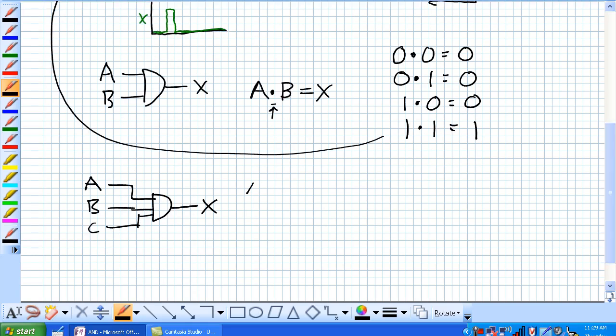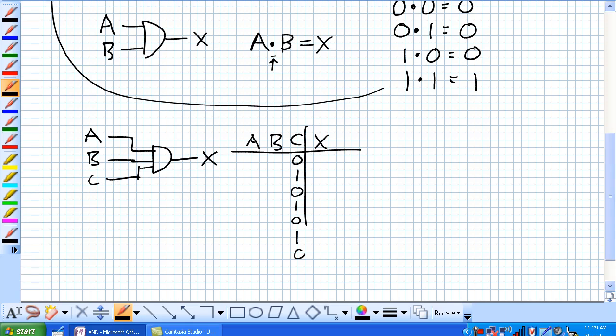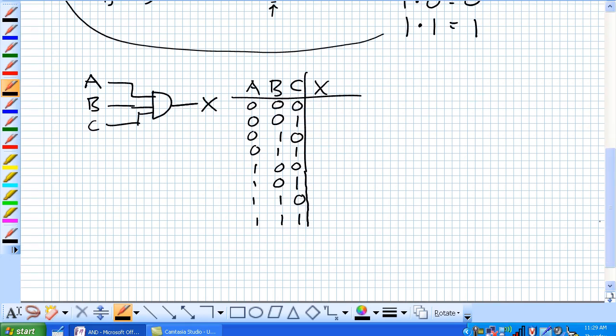So what a truth table like this would look like is this, where C varies in this fashion. B varies this way. And A looks like this. We've got all possible variations. Okay, so what does the output look like? Let's do our Boolean expression.